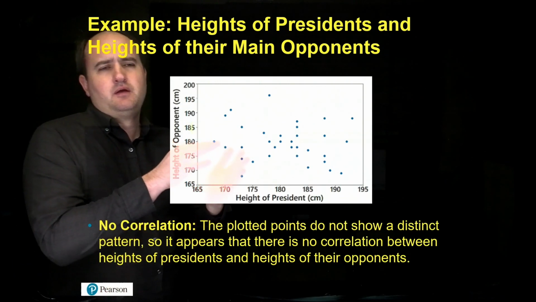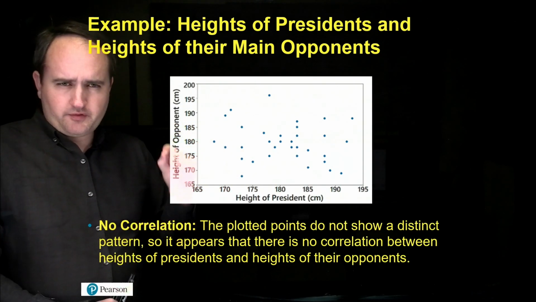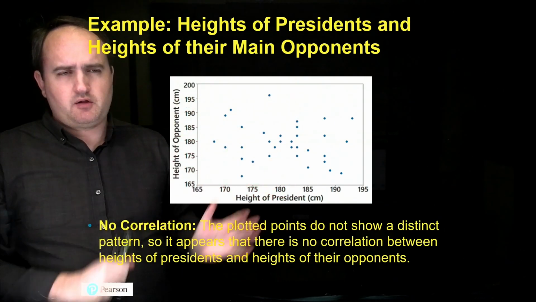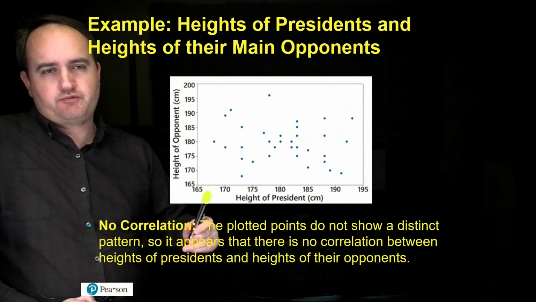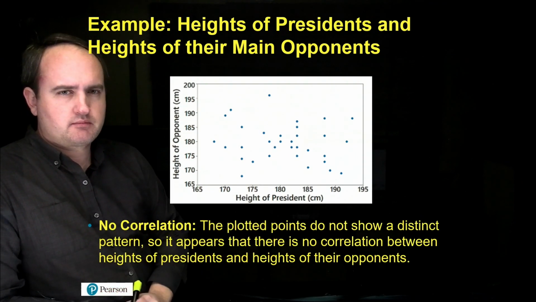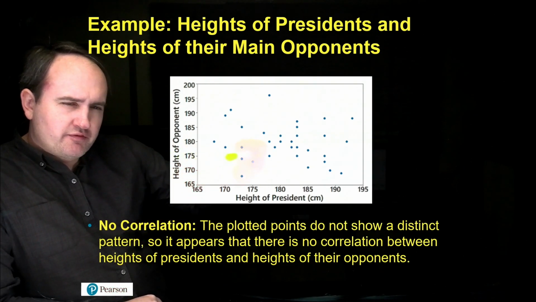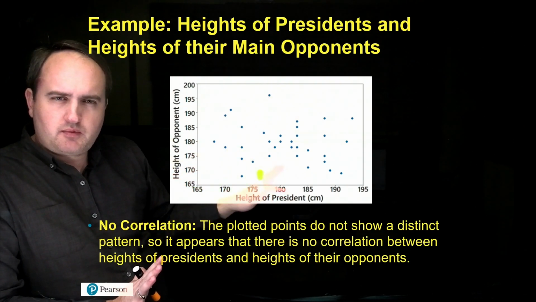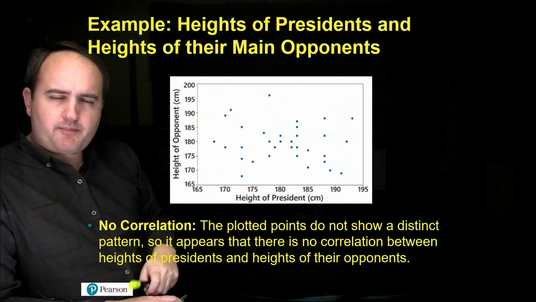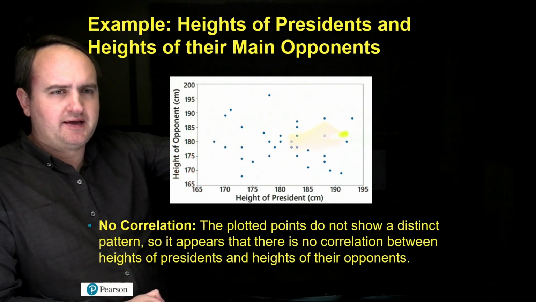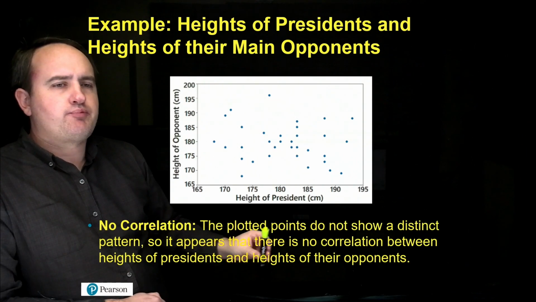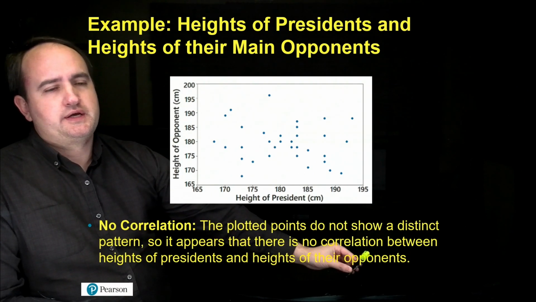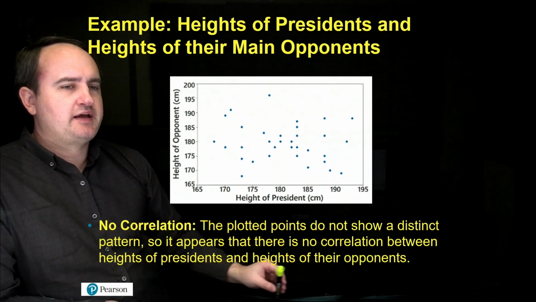I mean, probably the closest thing we could do would be like a horizontal line here in the middle. But because all these points are so spread out, it's very random, and they're just spread all over the place. So what the book says for this particular graph is there's no correlation. Technically, there might be a tiny bit of correlation, but because everything is all scattered everywhere and doesn't really have a pattern that can be approximated with a line, we say that the plotted points do not show a distinct pattern, so it appears that there is no correlation between heights of presidents and heights of their opponents.